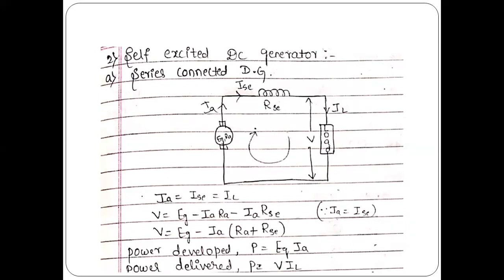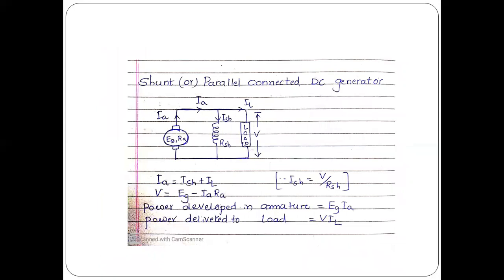Then power developed and power delivered remain the same as in the previous case. They do not change here. Power developed is equal to Eg into Ia, and power delivered is equal to V into I. Next, the shunt connected or parallel connected DC generator. This means the armature and field are connected in parallel.